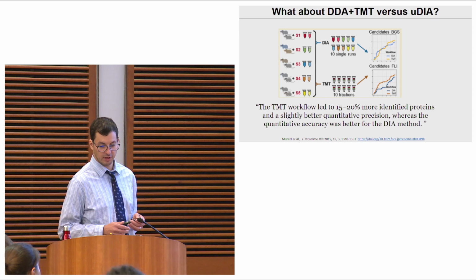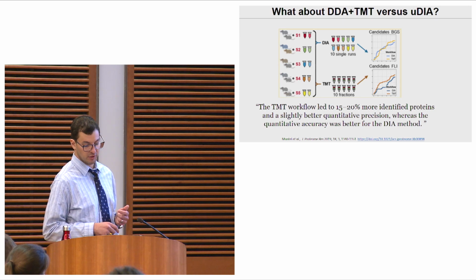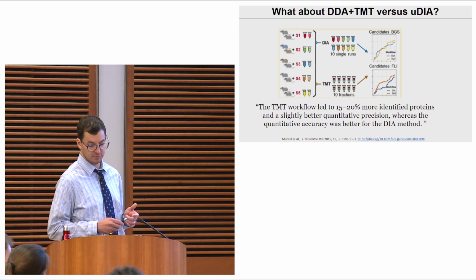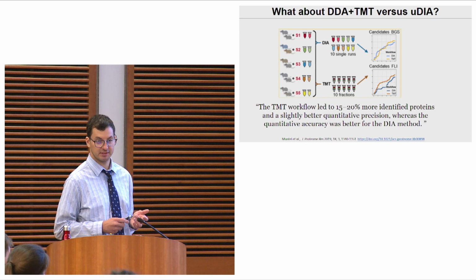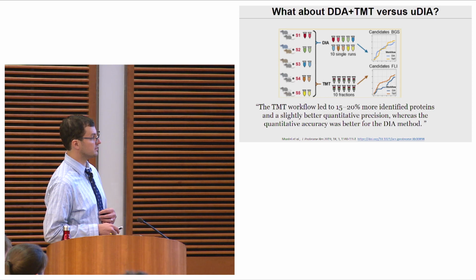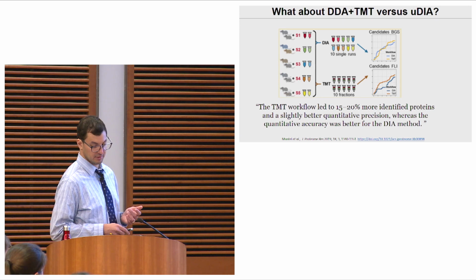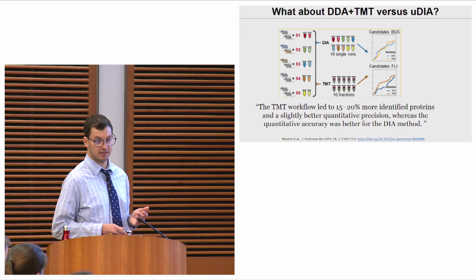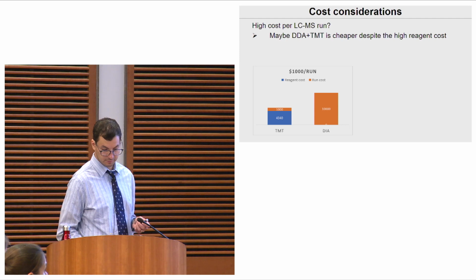Remember, I also told you briefly about TMT earlier as a quantitative DDA strategy. This slide shows you an excerpt from a recent paper where they tried to compare DIA with DDA plus TMT. DDA with TMT is maybe one of the leading quantitative strategies from the DDA camp. They concluded that the TMT workflow led to 15 to 20% more identified proteins and slightly better quantitative precision, whereas the quantitative accuracy was better for the DIA method. So it seems that TMT plus DDA is maybe a little better for depth, but overall they're kind of similar in what you can do with them.